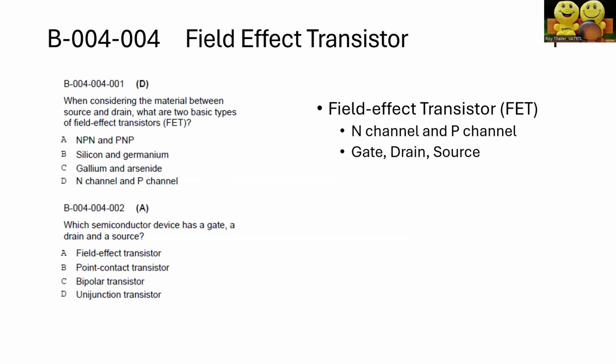Now we get into another type of transistor known as the field effect transistor, or FET, or MOSFET. When considering the material between the source and the drain, what are the two basic types of field effect transistors? So in this case, field effect transistors are N-channel and P-channel. What semiconductor device has a gate, a drain, and a source? That would be a field effect transistor.